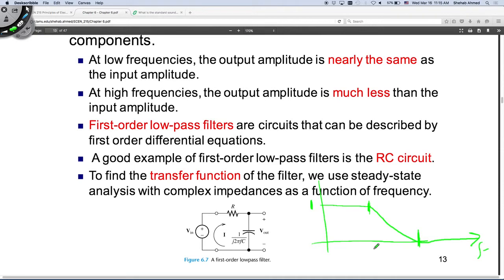Between here and here, the change from unity gain to 0, I can go this way, or this way, or this way. There are infinite possibilities to go from here to here, and that depends on the order of the filter. A first order filter does not have a very sharp response. It is a cheap solution, it just uses a single capacitor. So the transition between, this is called the pass band.